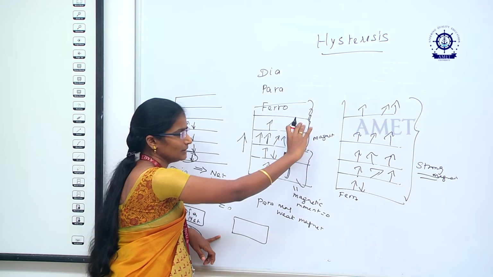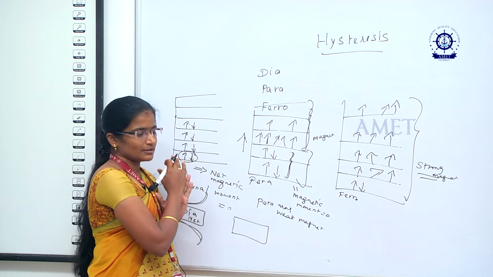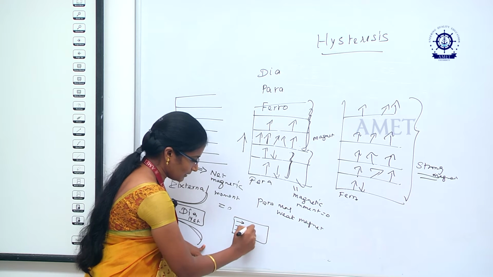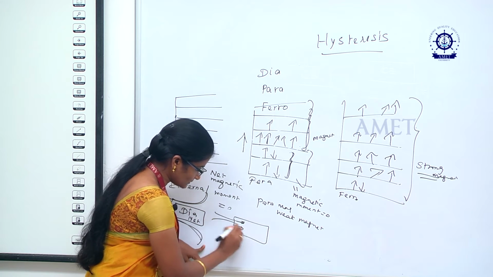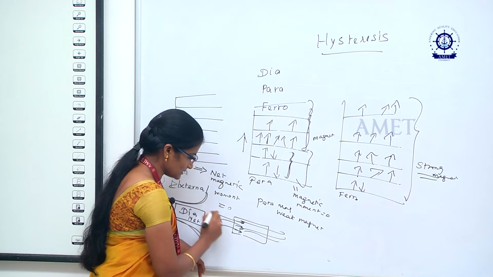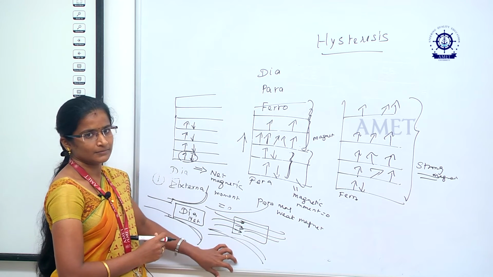For the remaining orbitals, the spins change their direction, so it acts as a magnet. So some of the spins align their direction and some of the spins get paired. So it allows a small amount of magnetic lines inside the material. The remainder are repelled from the material.